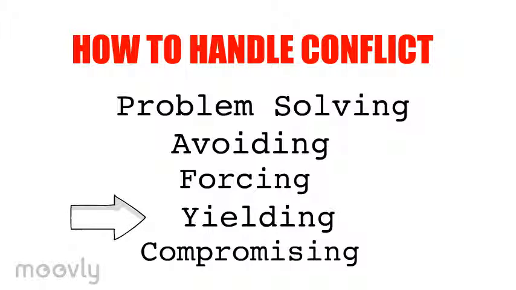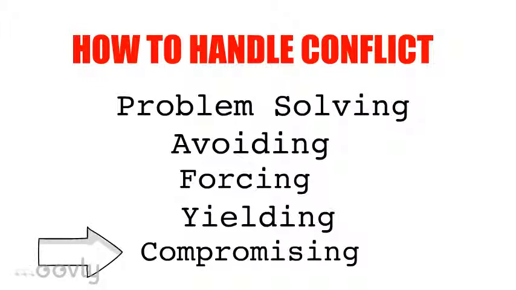Yielding is when one gives in to the other completely, agreeing to whatever the other party says. Compromising is when parties use a give and take kind of approach. They try to find a happy medium between the interests of both parties.